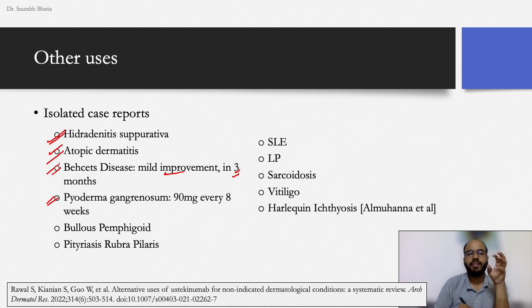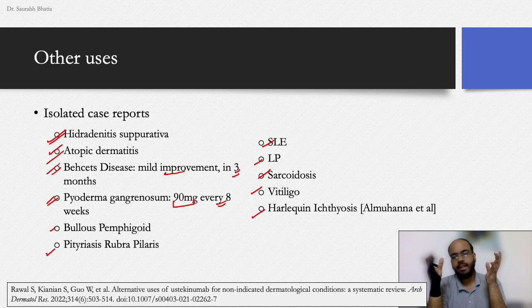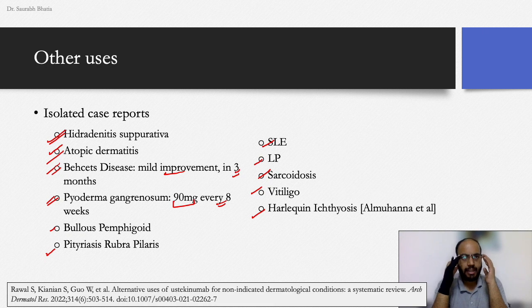Pyoderma gangrenosum requires a higher dose, 90 milligram every 8 weeks. Bullous pemphigoid, PRP, SLE, LP, sarcoidosis, even vitiligo. And there is one case report that I found with mild benefit in harlequin ichthyosis. I read that case report, it was not very clear how it acts in harlequin ichthyosis, but for the past 5 to 6 years it has been known that inflammatory mediators can be used to treat ichthyosis because of the action of various interleukins on the keratinization process.